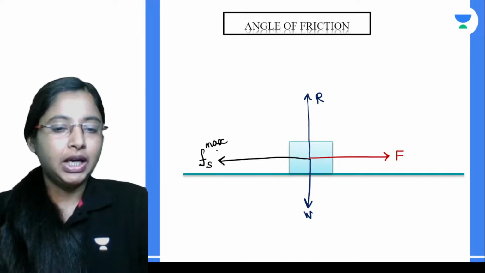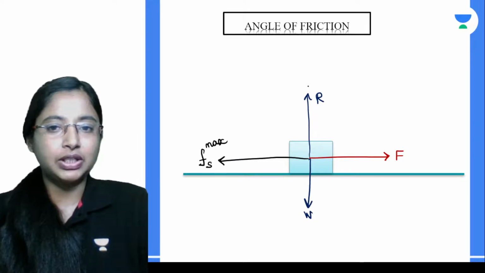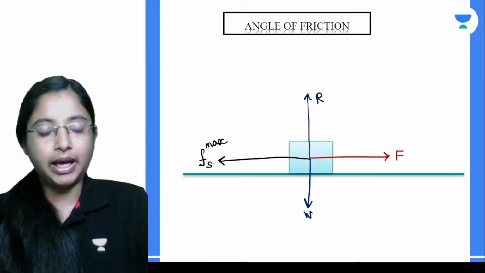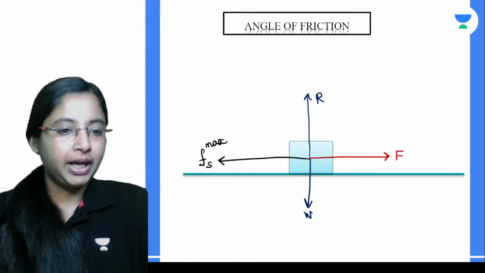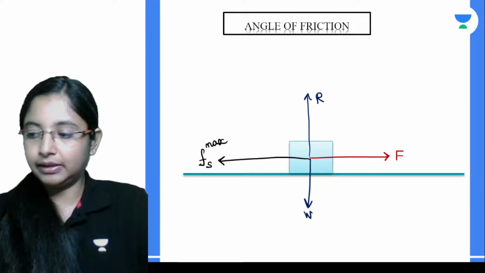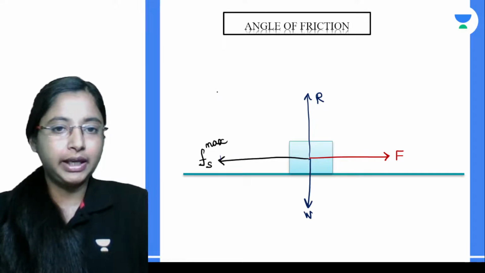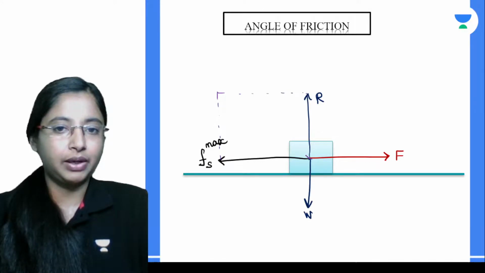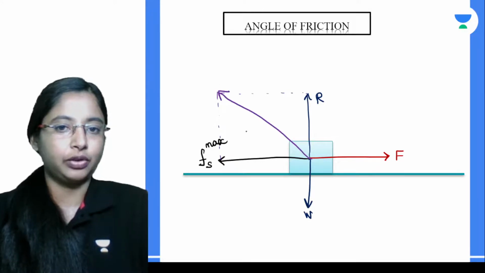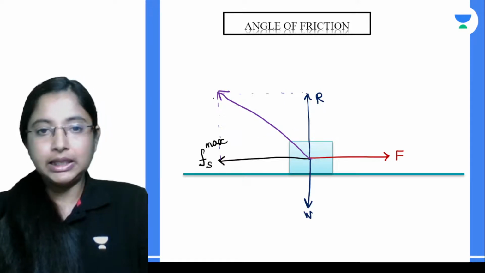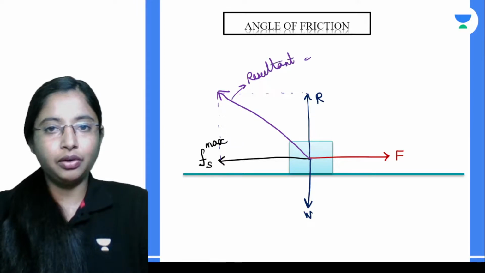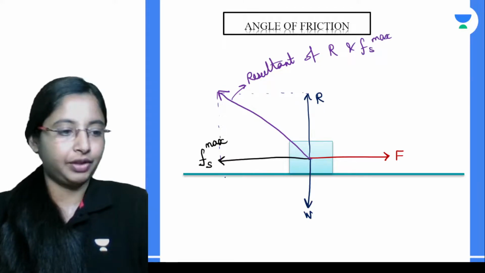Now, if you see these two forces, that is the normal reaction force and the limiting force over here, and we take the resultant between these two forces. Very simple. If you're taking the resultant between these two forces, you can say these are like two sides of a parallelogram, and the resultant would be the diagonal joining the two. Now this is basically the resultant between the normal reaction force and the maximum static friction, right?